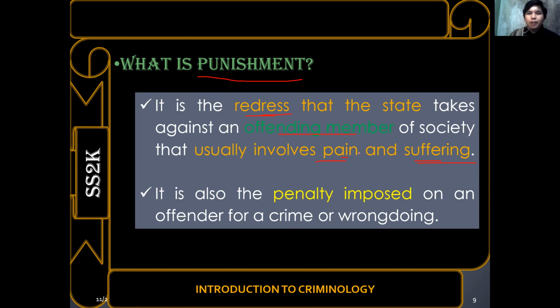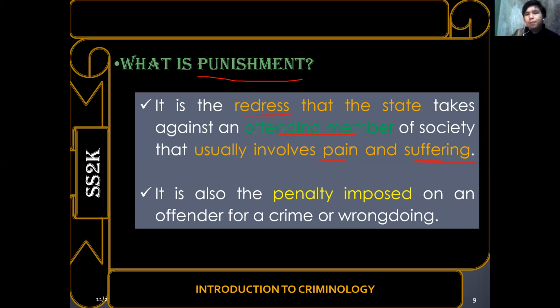So ito po yung remedyo na ginagawa ng ating estado o ating bansa, okay, laban sa isang tao na lumabag sa batas na naka-offend sa isang miyembro ng ating society na kadalasan ay nag-i-involve po ito ng pagdurusa. Sabi nga dyan, yung pagdurusa na yan, ang tawag dyan is penalty. Kasi ang penalty is the pain or suffering. So take note, punishment is the redress that the state takes place or the remedy that the state will do, okay, against an offender. Okay? That remedy usually involves pain or suffering.